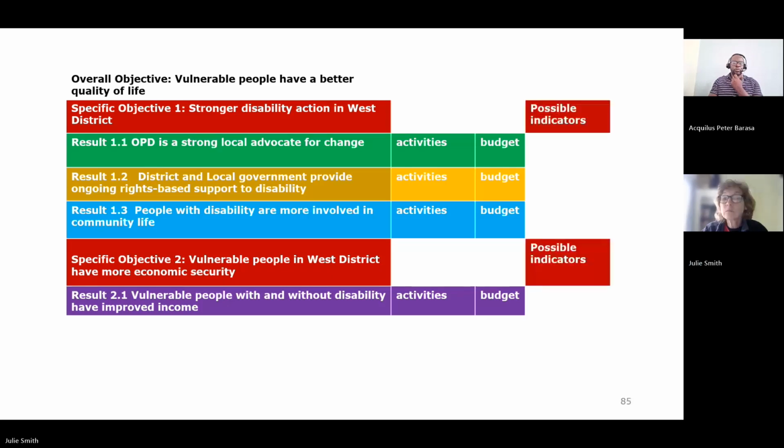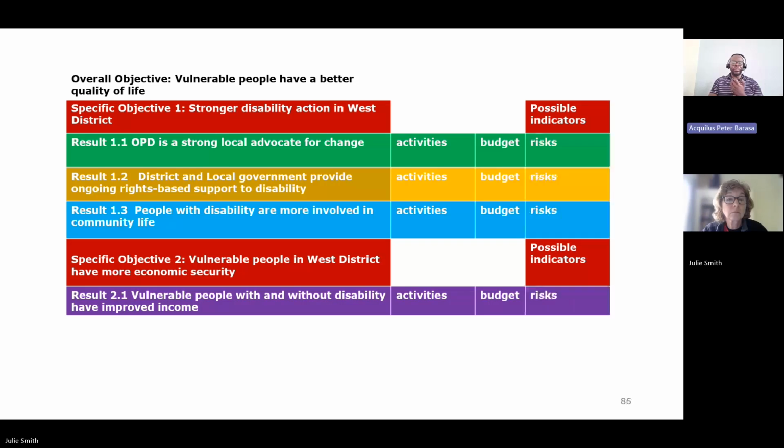From there, you should start to think about indicators. What will measure your success? What are the possible indicators? You've already thought about the possible risks. Put them in here. And there is also a fuller risk matrix later on.